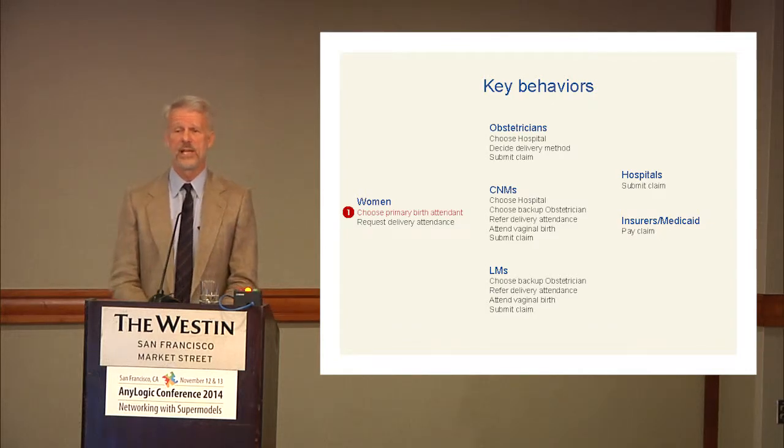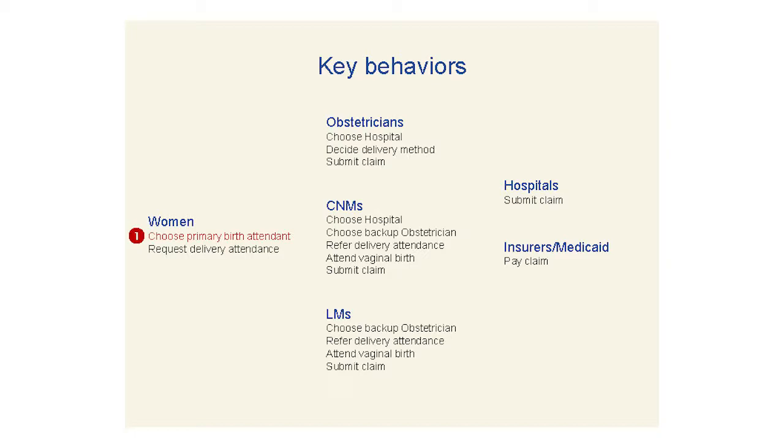So first of all, the women, they have to choose their primary caregiver for having the birth. And the clinicians have to choose the hospitals they're associated with. Once the birth starts happening, it may happen that the midwives have to refer the patient, the mother, to an obstetrician for a cesarean. So they have to choose the obstetricians for a referral. And finally, when it comes time for the birth, the woman has to communicate with the obstetricians. You know, I'm in labor, it's time to have a birth.